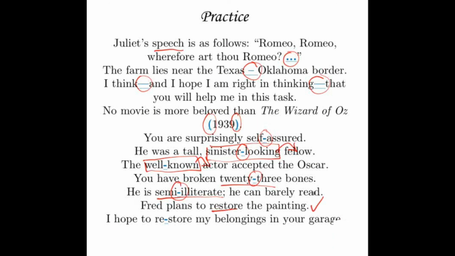But in our second sentence, I hope to restore my belongings in your garage. I hope to store my belongings in your garage again. Re definitely means again, and since we're not talking about taking dirt off a painting, we need to hyphenate it to avoid confusion. And that's all for this lesson.